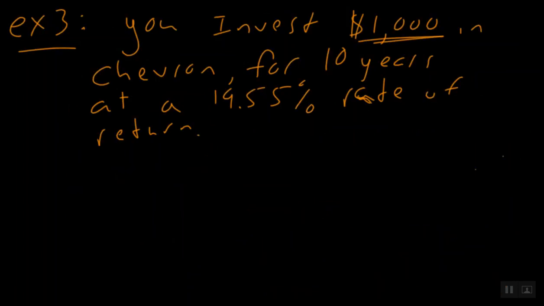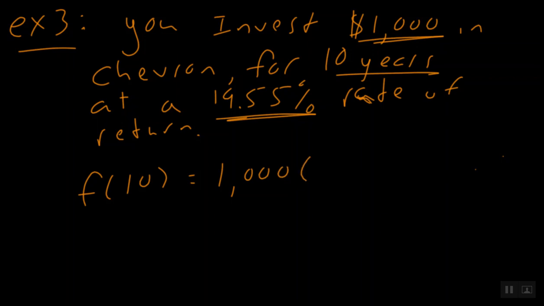You invest $1,000 in Chevron for 10 years at a 19.55% return. Okay, so we're going to once again look at this over 10 years. We're going to invest our initial $1,000. And of course, this is 1.1955. You should be able to do that by yourself. Okay, and we're going to invest this for 10 years.